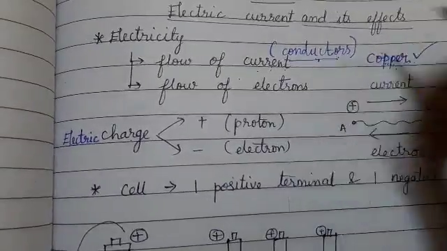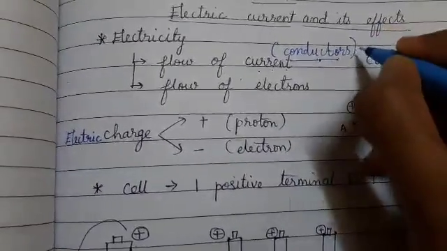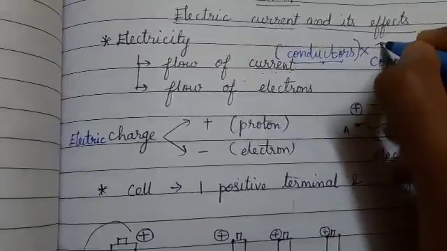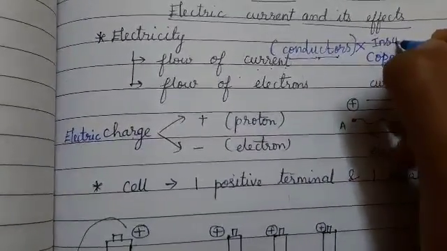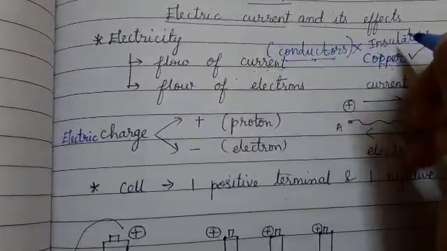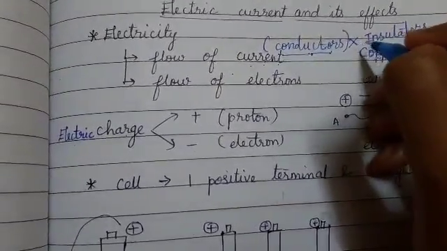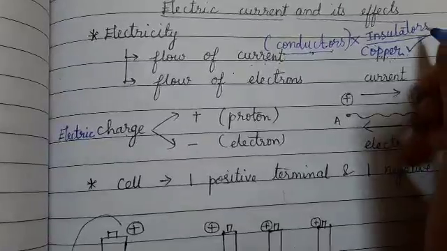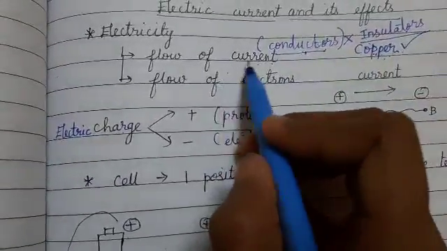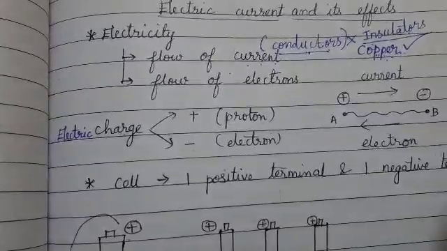Plastic is not a conductor. So what do I call the objects which are not conductors? The opposite of conductors is insulators. The opposite of conductor means insulators, or material which will not allow the flow of current through them.